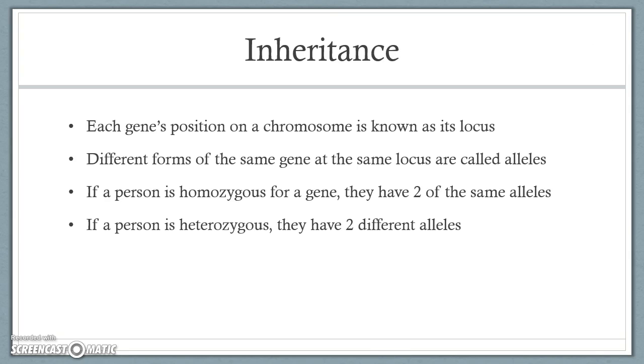If a person has 2 of the same allele, let's say AA, they are homozygous for that gene. If they have 2 different alleles, say AB, they are heterozygous for that gene.